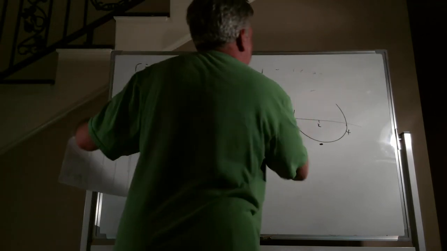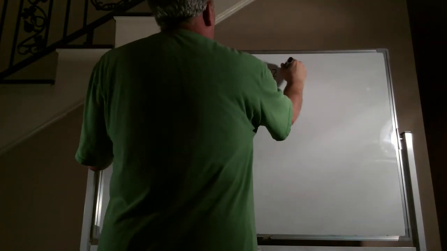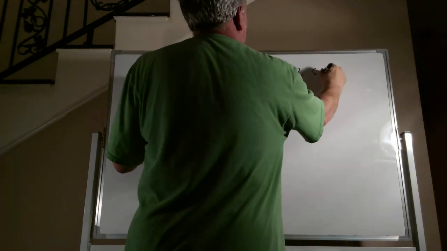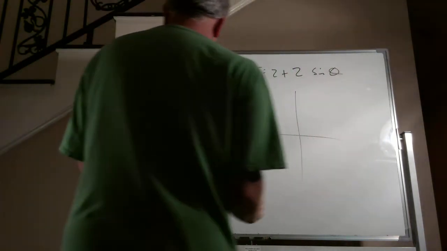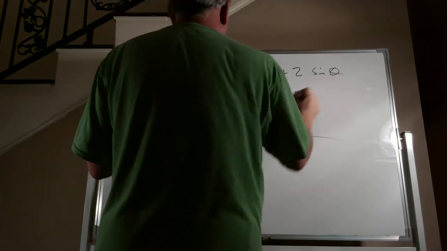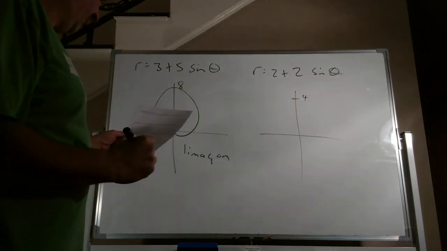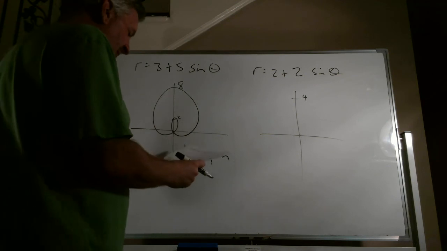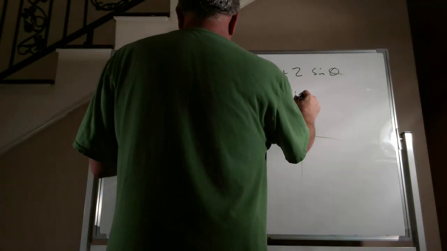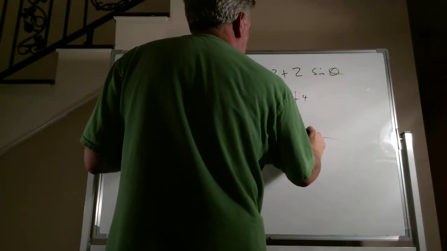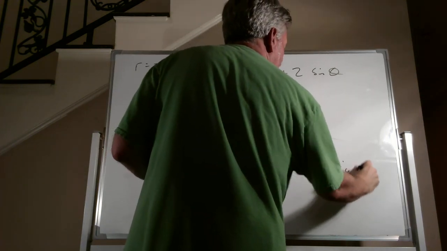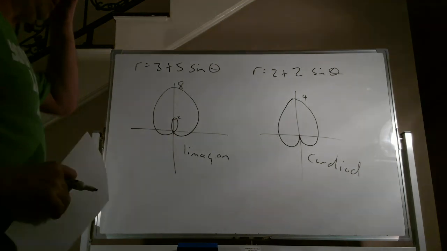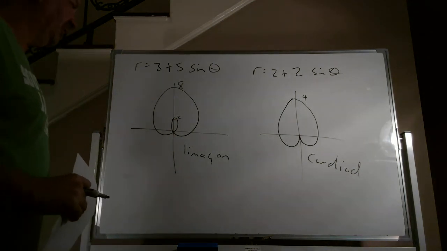And then the last one here is r is 2 plus 2 sine theta. And that, same flavor, is 4. It crosses up there at 4. But instead of making a loop here, it makes a little dimple. And it does that. And this is called a cardioid, like a heart. Again, you don't need to know the names of these things. I'm just telling you for your information.